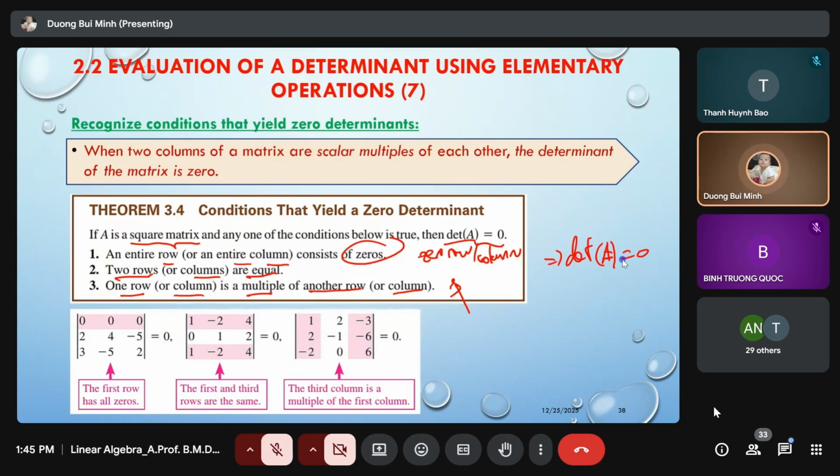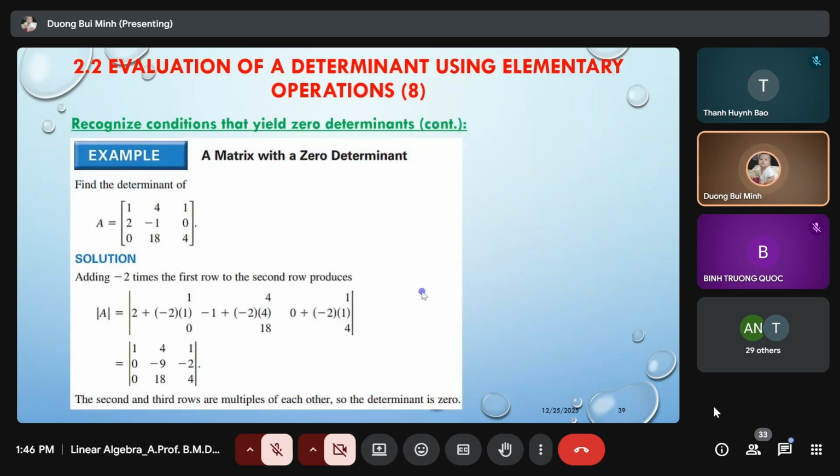So for example, here we have a zero row. We have the same row 1 and row 3. Here we have C3 is minus 3 C1. So here, like this, we have one row or column that is a multiple of another row or column. And we have some examples.